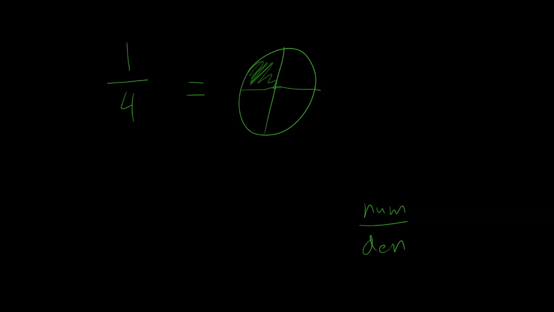Now, if we go more complex, we can cut this into 8 pieces. You can see 2 pieces highlighted out of 1, 2, 3, 4, 5, 6, 7, 8 possible areas. So that would be 2 out of 8, which means 1 out of 4 must be equal to 2 out of 8. And yes, that would be true, as based on our pie, we are not changing the amount we have highlighted.